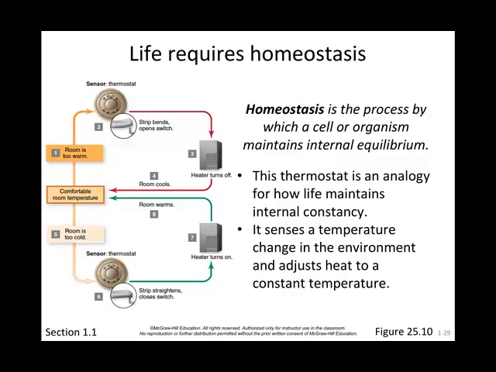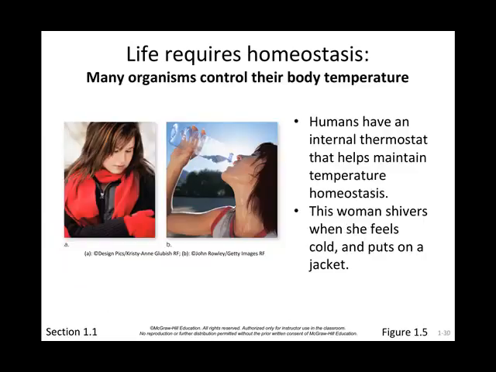But then let's say that the room starts getting a little too cold. Then the thermostat readjusts and the switch closes and the heater turns back on. The room maintains homeostasis by staying at a specific range of temperature. Humans have an internal thermostat that helps us maintain homeostasis. Does anyone know what our body temperature is?